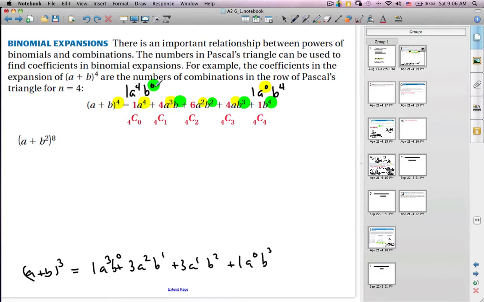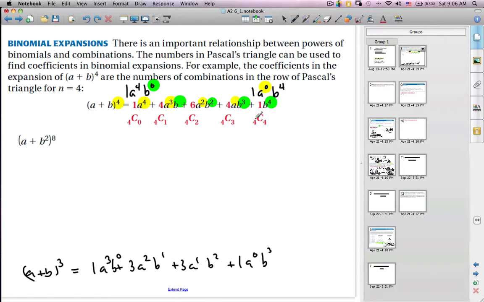And that's the same here. 4 plus 0 is 4. 3 plus 1 is 4. 2 plus 2 is 4. 1 plus 3 is 4. 0 plus 4 is 4. Those are things to help keep you on track. Because now I know what to do with these terms. I have to know where to get these coefficients.